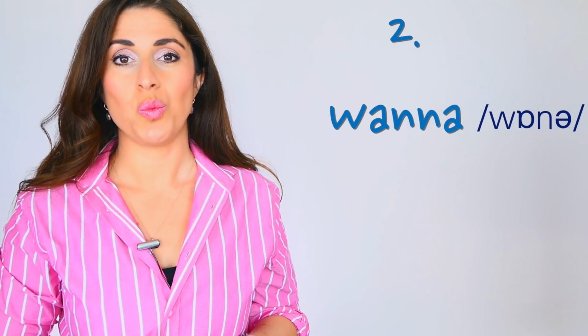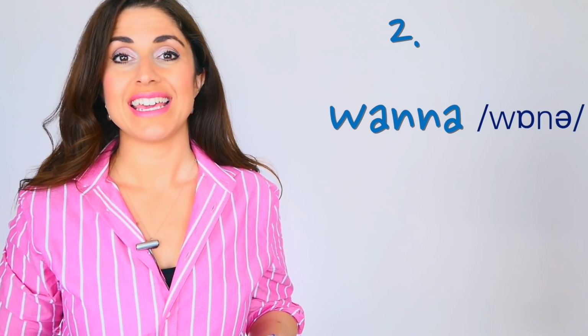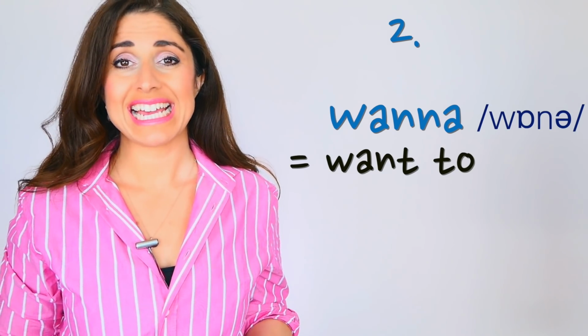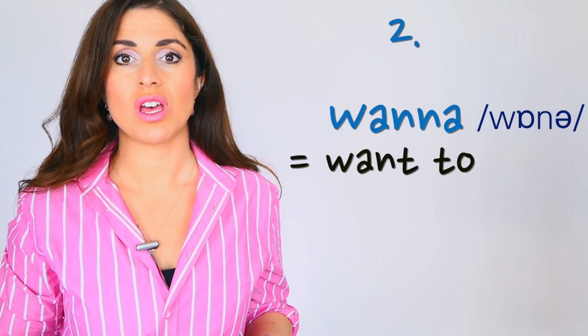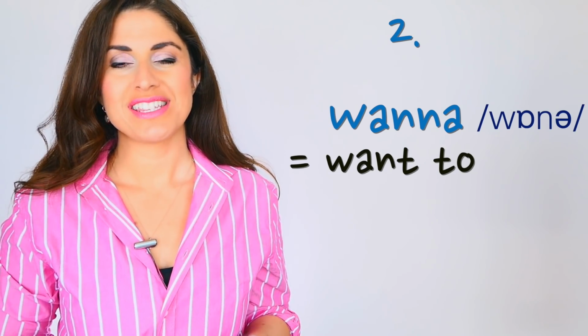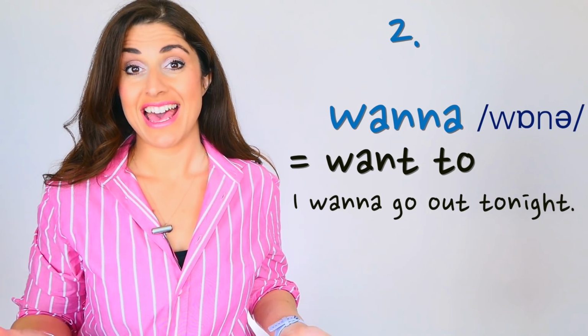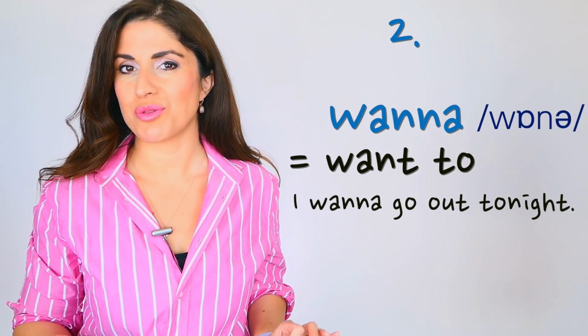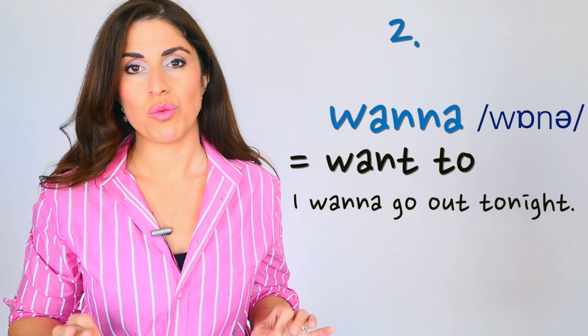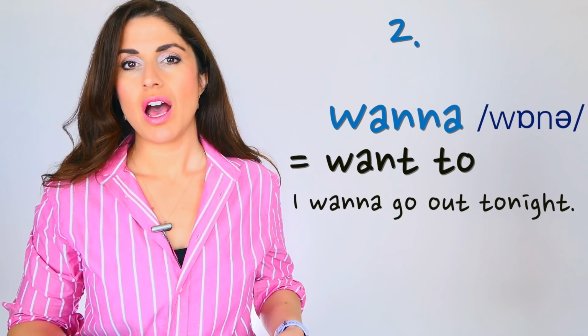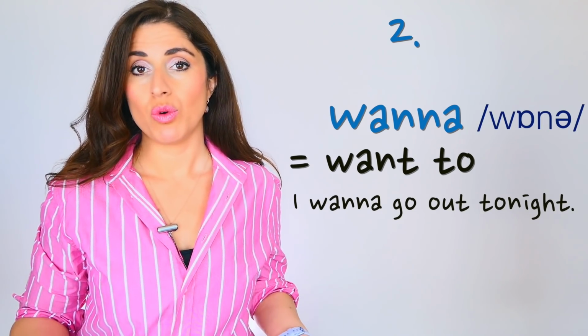Right, number 2, wanna. Now, wanna is, any ideas? That's right, want to. In exactly the same way as we reduced to in gonna, we would do the same with wanna. I wanna go out tonight. Again, remember, don't add that extra preposition. I wanna to go. I wanna go. Now, I wanna, you wanna, they wanna, we wanna, but what about he, she, and it?